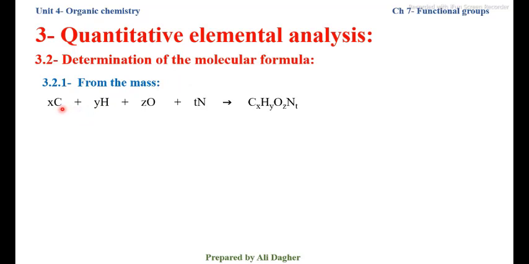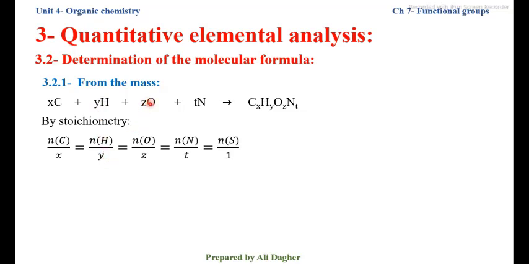We have an organic substance C_xH_yO_zN_t formed of carbon, hydrogen, oxygen, and nitrogen. Then x carbon atoms, y hydrogen atoms, z oxygen atoms, and t nitrogen atoms give the organic compound. Then by stoichiometry, number of moles of carbon over x equals number of moles of hydrogen over y equals number of moles of oxygen over z equals number of moles of nitrogen over t equals number of moles of the organic substance over its stoichiometric coefficient, which is 1.